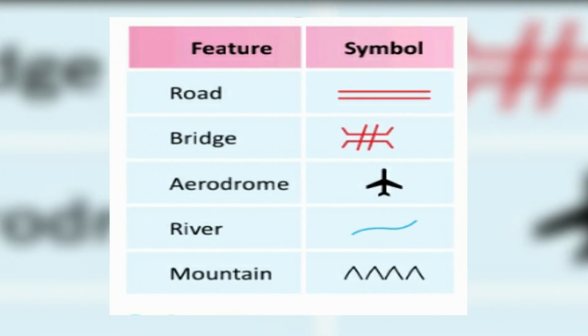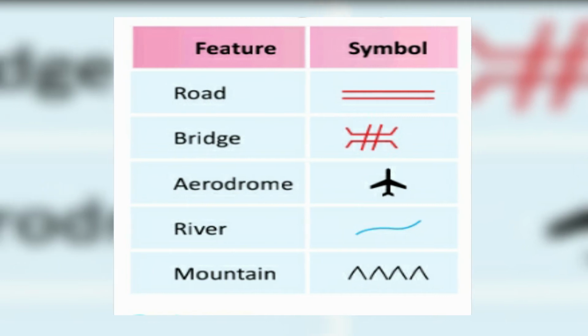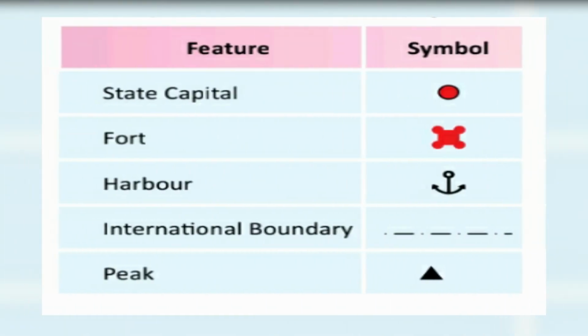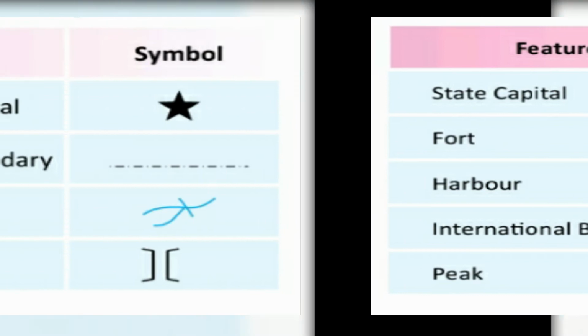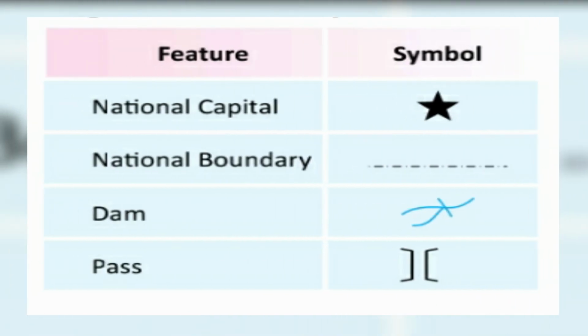Feature and symbol: road, bridge, aerodrome, river, mountain, state capital, fort, harbor, international boundary, peak, national capital, national boundary, dam, pass.